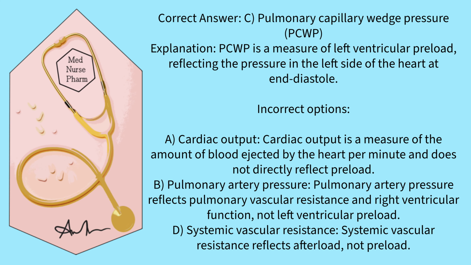If you chose option C, you are correct. Pulmonary capillary wedge pressure. PCWP is a measure of left ventricular preload, reflecting the pressure in the left side of the heart at the end of diastole.